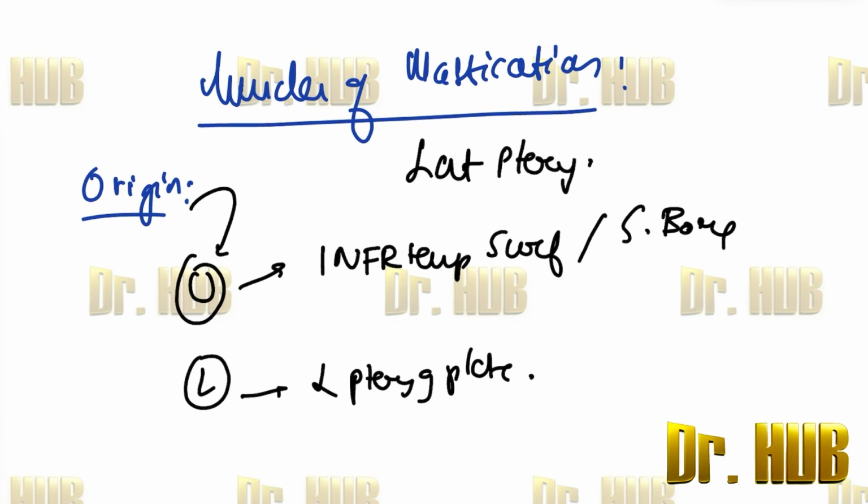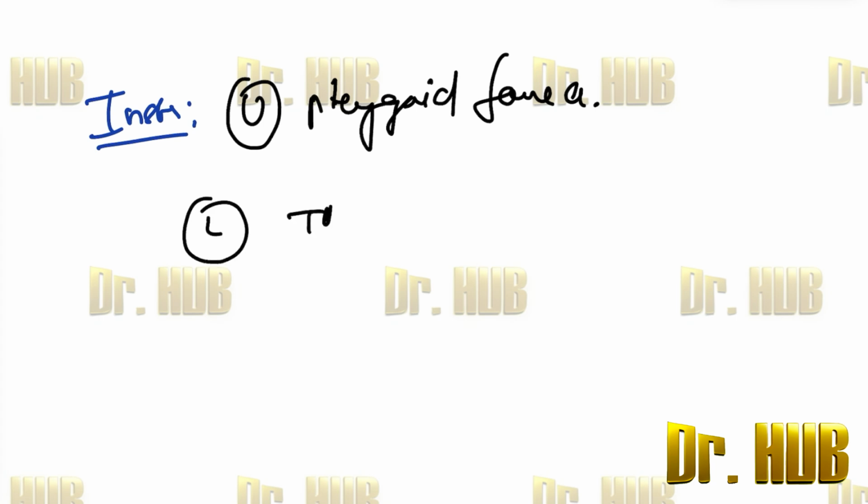Origin is over. Next we move on to the insertion. The upper head is in the pterygoid fovea. Next is the lower head. Lower head is in the TMJ, temporomandibular joint capsule, as well as the articular disc.